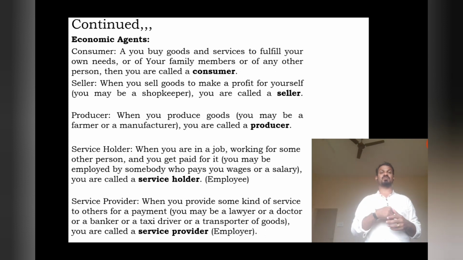So that kind of person is called a service provider. If I get the service from somebody else, at that time I will be called a service provider, because I am rendering a service from somebody. So when I provide that kind of opportunity to some other persons, the person who renders that service is called a service provider.